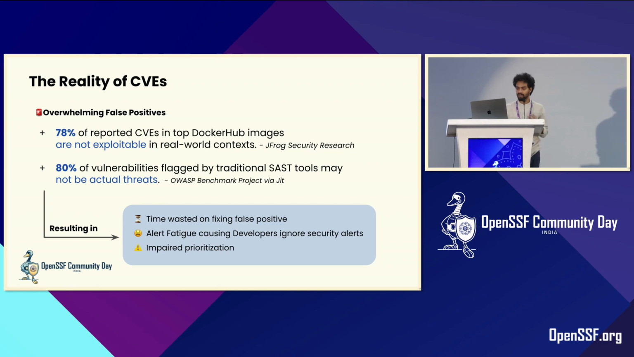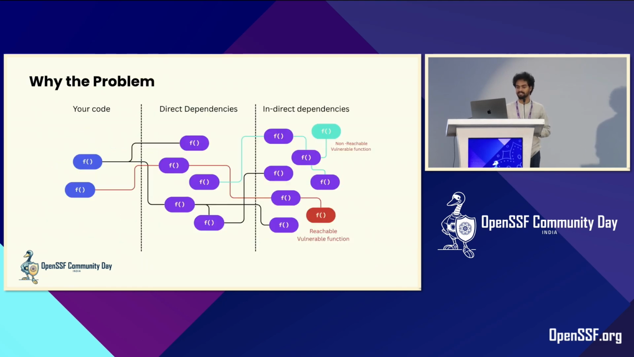But 80% of the vulnerabilities, some statistics here from the OWASP benchmarks, by Project JIT. The reason is, you will see a huge amount of effort by the developers when you block them to fix certain vulnerabilities which are not really affecting your code. You can potentially consume their time asking them to fix things that are not really exploitable, or cause alert fatigue and, mainly, the impaired prioritization problem.